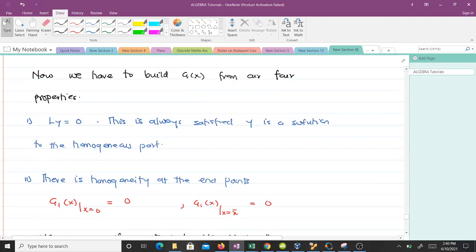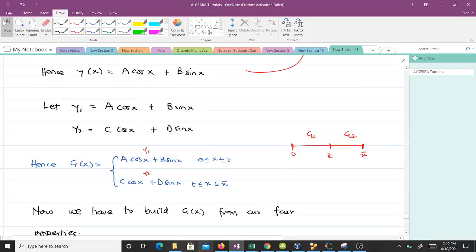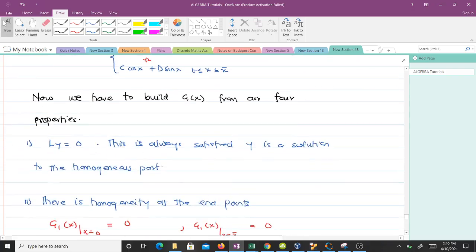So the first condition is that the linear operator on g has to be 0. Condition 1 will always be satisfied because you can see that y is a solution to the homogeneous part. This y1 and y2 that we are using is a solution to the homogeneous part. So that means property 1 will always be satisfied. Now we shift our focus to property 2.